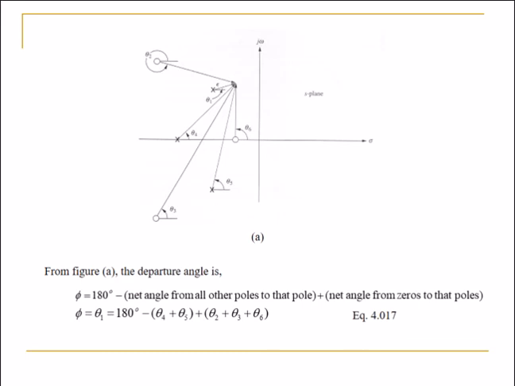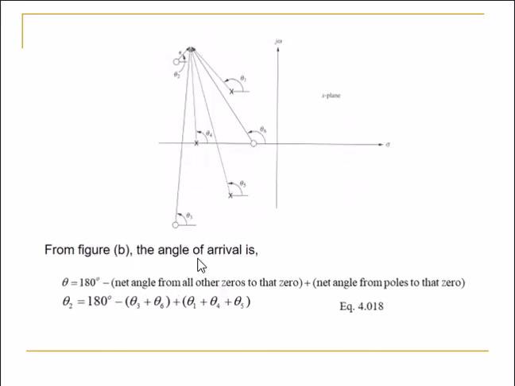The next is we need to calculate our angle of arrival. The angle of arrival is 180 degrees minus the net angle from other zeros to that zero, plus the net angle from poles to that zero. So we have 180 degrees minus theta 3 plus theta 6. What is our theta 3? This is our theta 3, zero to zero, and then theta 6, zero to zero.